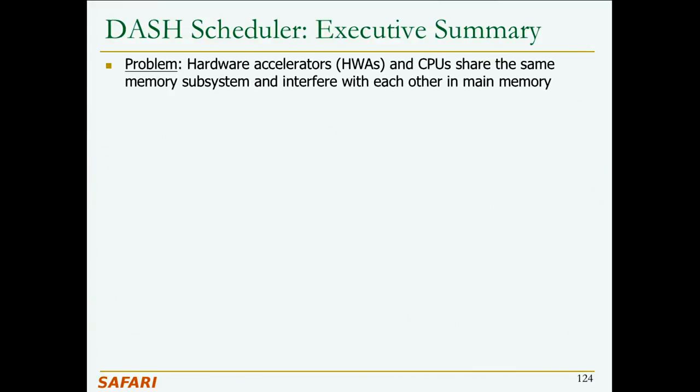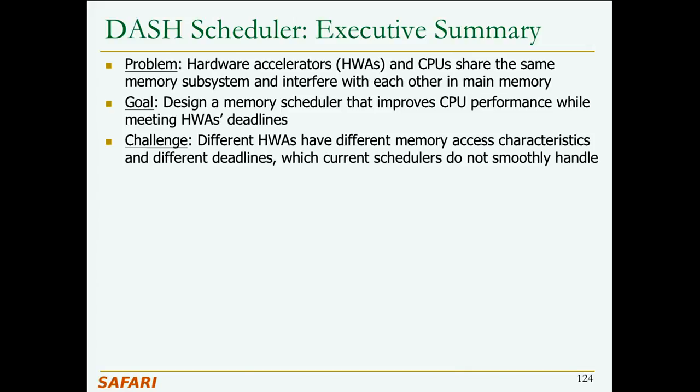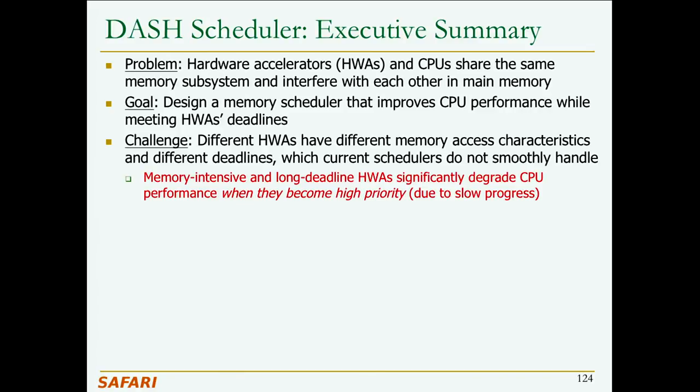Okay, so the summary of this scheduler is hardware accelerators and CPUs share the same memory subsystem and interfere with each other. The goal was to design a memory scheduler that improves CPU performance while meeting hardware accelerators' deadlines. Of course, these may have deadlines also, so how do you handle that is the next step perhaps. So the challenge is different hardware accelerators have different memory access characteristics and different deadlines, which current schedulers do not actually smoothly handle. So for example, memory-intensive accelerators and accelerators that have long deadlines significantly degrade CPU performance when they become high priority.